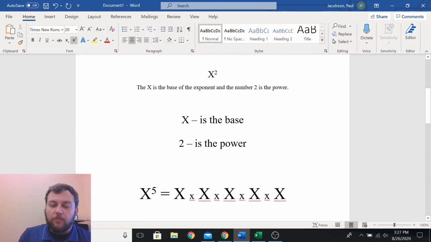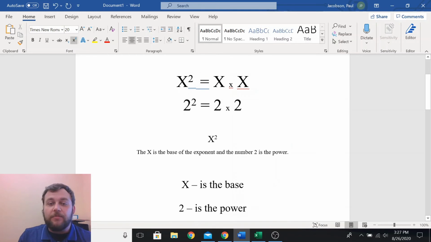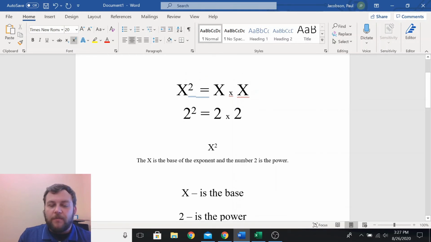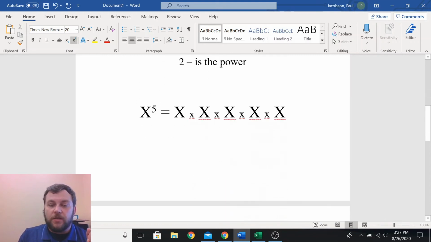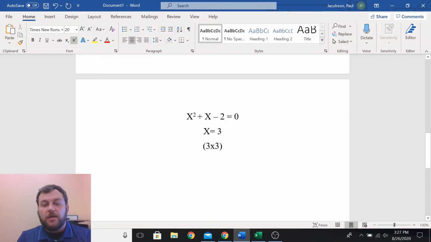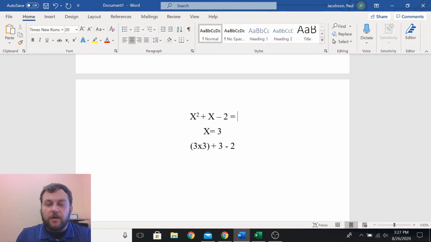Now that time I put a parentheses around it, it's a habit to keep things in a group. But imagine up here, if there was a 3 right here, 3 times 3. The x is being replaced as a 3. So we have 3 times 3 plus the 3 minus the 2, and it equals 0. Okay. So what does that equal?